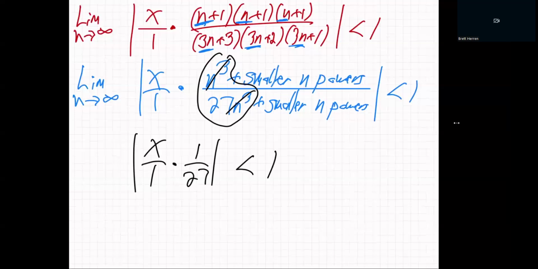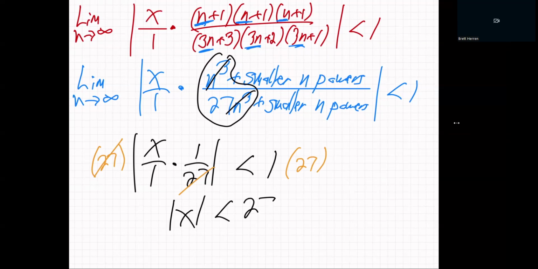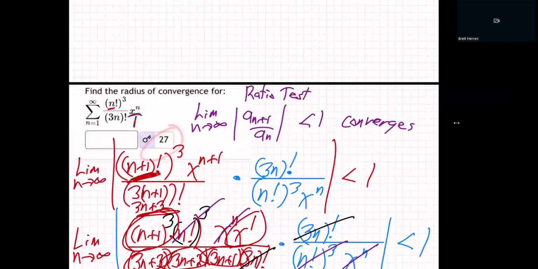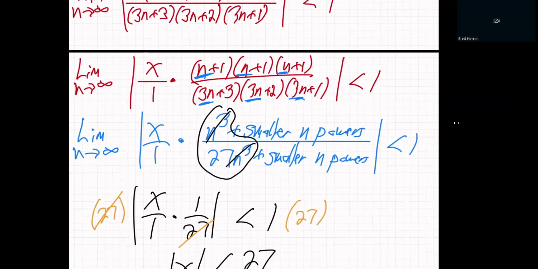Solve for x. Multiply both sides by 27. Boom. Absolute value of x less than 27. That's it. That's the radius of convergence. And that is the answer they had up here. So a little bit of simplification, and so there we go.